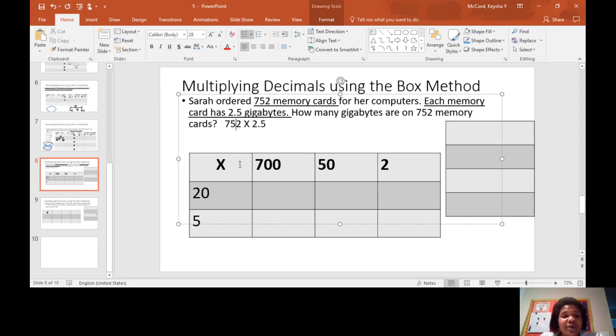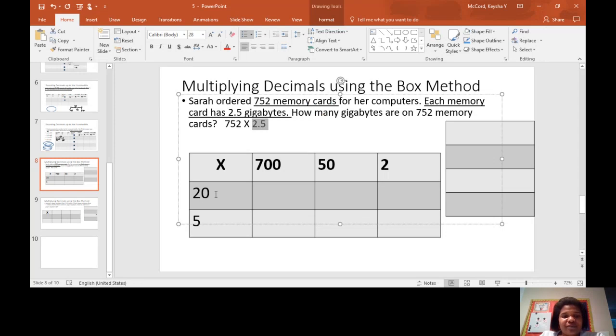So the first thing I do is draw my box and decompose my numbers. I'm going to decompose 752, which is 750 and 2. Now I'm going to decompose 2.5, but since we're multiplying, right now we don't worry about the decimal. I'm going to pretend the decimal is not there and take it out. Instead of 2.5, it's going to be 25. When we get our final answer, we'll bring back our decimal, okay?